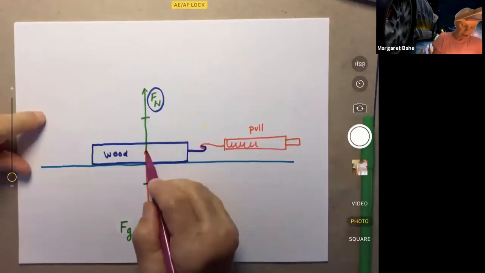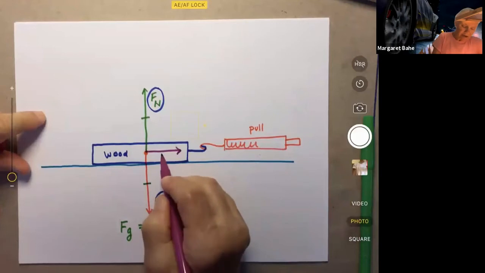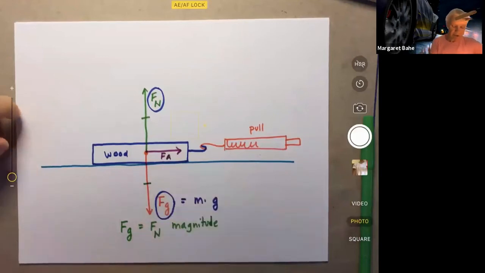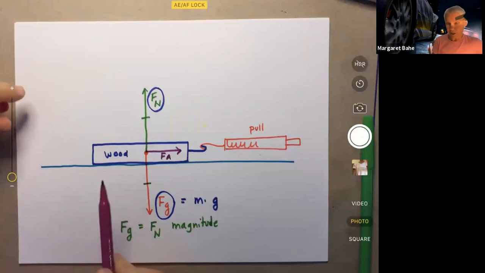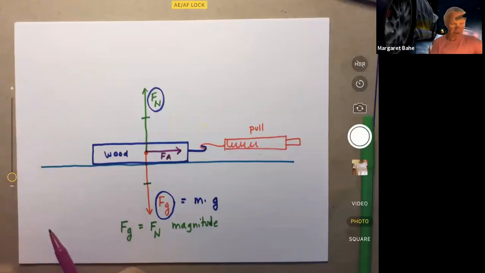We'll call it FA for force applied in that direction. But it's not going to be so easy to pull that piece of wood because there's going to be some resistance of our table. Or we're going to also place it on another surface, a kind of rough piece of plastic, and that's going to resist the pull.